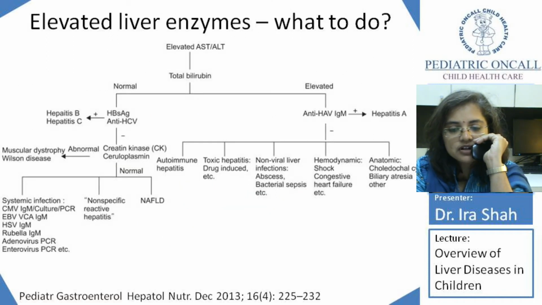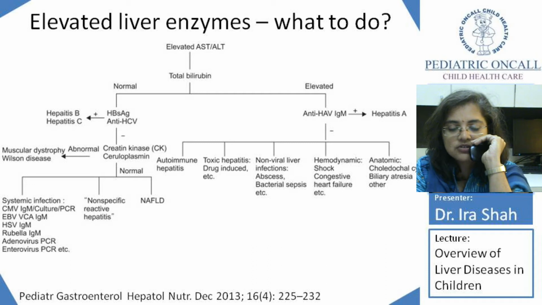I found this very good algorithm in the Pediatric Gastroenterology Journal 2013, which says that if you have a child with elevated liver enzymes, you do a total bilirubin. If the bilirubin is normal, but just SGOT, SGPT is elevated, rule out infective hepatitis B and C. If that is also normal, do a ceruloplasmin to rule out Wilson's. If that is normal, then you must rule out non-alcoholic fatty liver disease or other viruses such as CMV, EBV, parvovirus and all that. If your bilirubin is elevated with elevated enzymes, rule out hepatitis A.